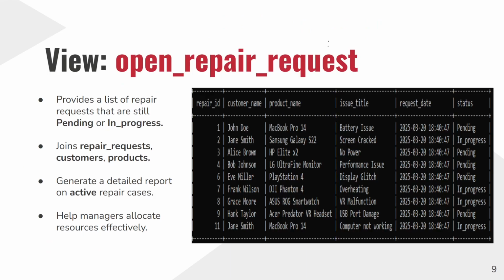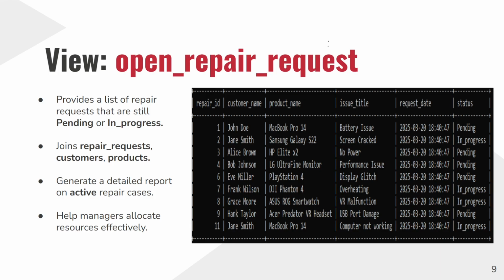Here's an example of a view named Open Repair Request. This view provides a list of repair requests with a status of either pending or in progress. It joins data from 3 tables: repair requests, customers, and products, allowing us to generate a more detailed and useful report on active repair cases.